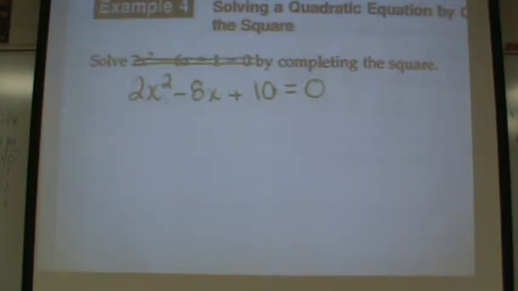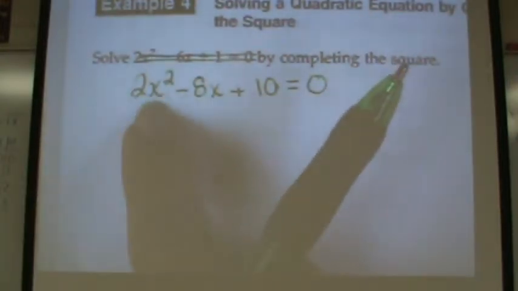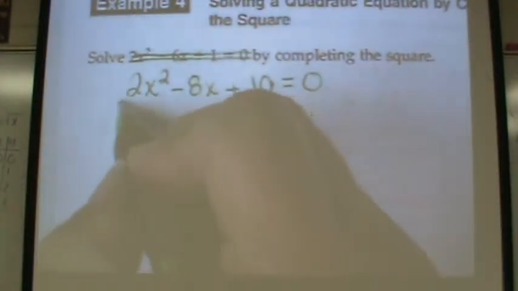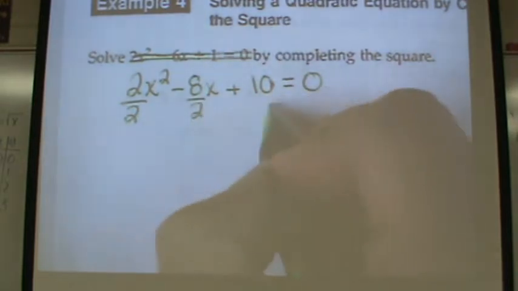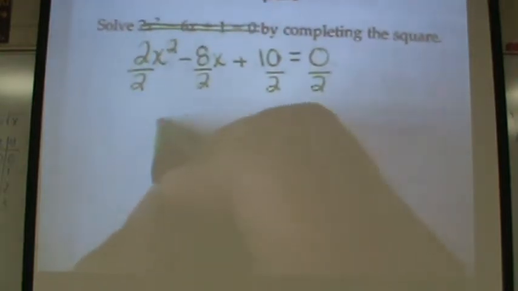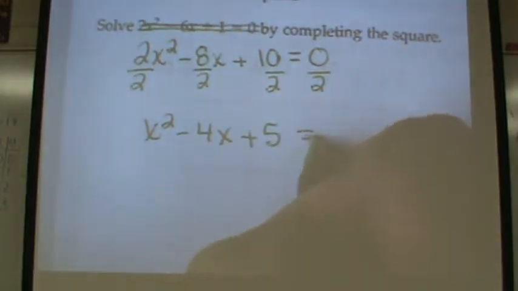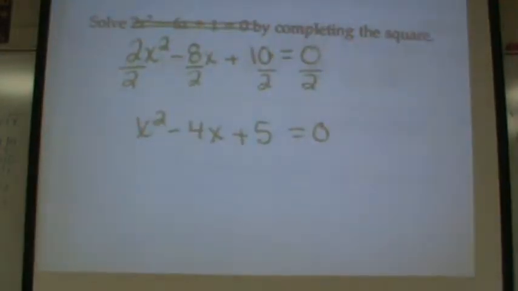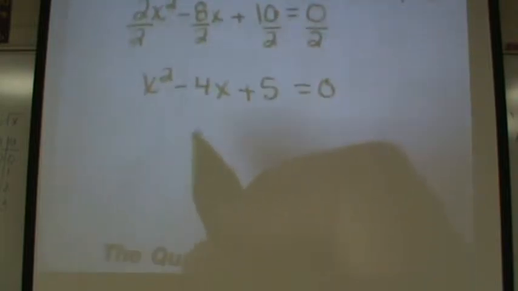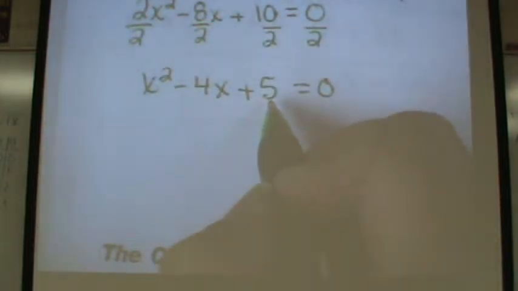You want to get rid of the number in front of x squared. It has to be a 1. So step 1, sometimes you have to do this step, sometimes you don't. Divide everything by 2. So x squared minus 4x plus 5 equals 0. Is this factorable? No. It is? You have to do AC and then B, 5 times negative 1. Can we factor this? Yeah. How?